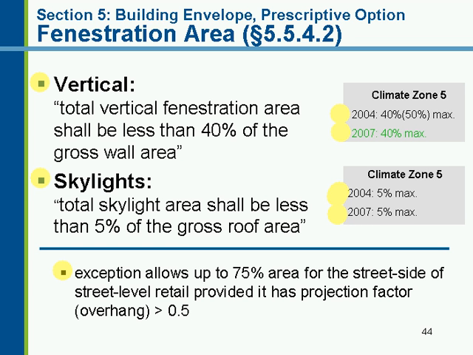There are some exceptions here, and I will note for street-level retail, if it's on the street side, you can have up to 75% window area, provided that there's an overhang with a projection factor of 0.5 or greater. So, for example, this means that if you've got, say, a 12-foot tall street-level space, and you had an overhang that was 6 feet, then 6 divided by 12 would be the 0.5 projection factor.